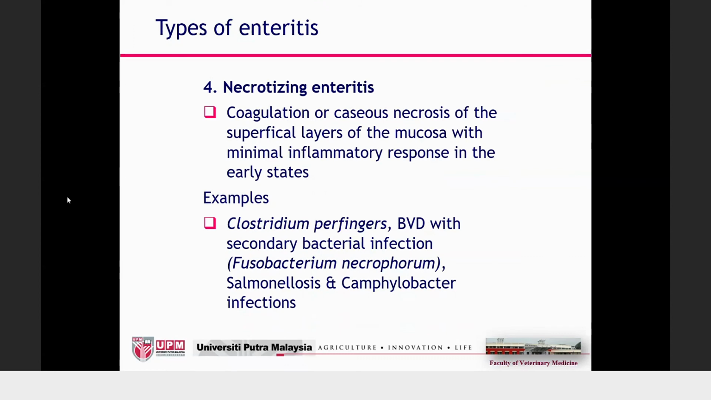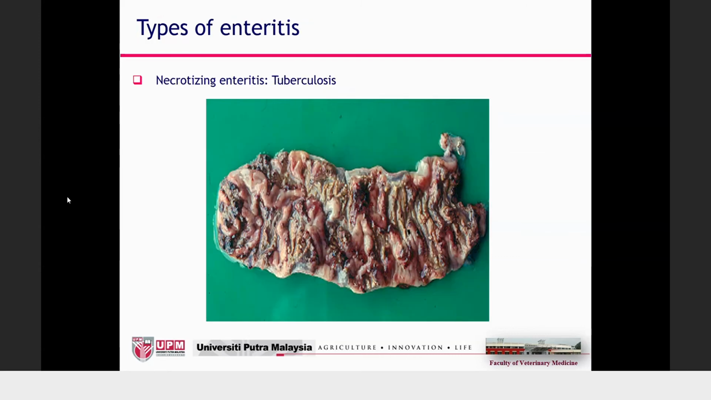Then the third one, necrotizing enteritis. Mainly there is coagulation or caseous necrosis of the superficial layer of mucosa with minimal inflammatory responses in the early stage. So we have Clostridium perfringens, bovine viral diarrhea, again salmonellosis still there, and Campylobacter infection. But more importantly, in this case, necrotizing enteritis in cases of tuberculosis.